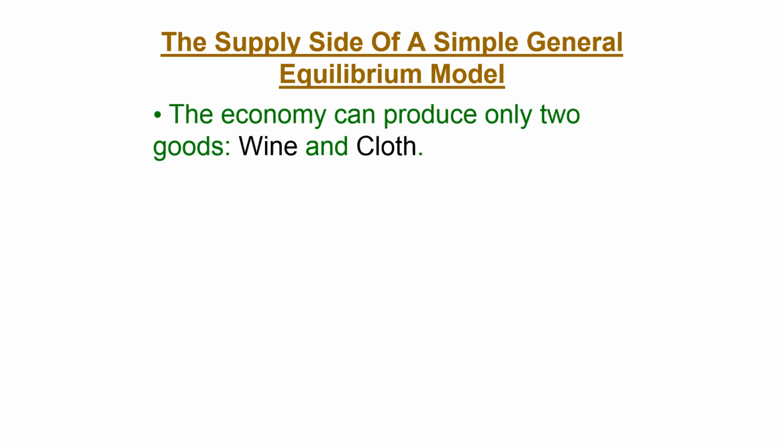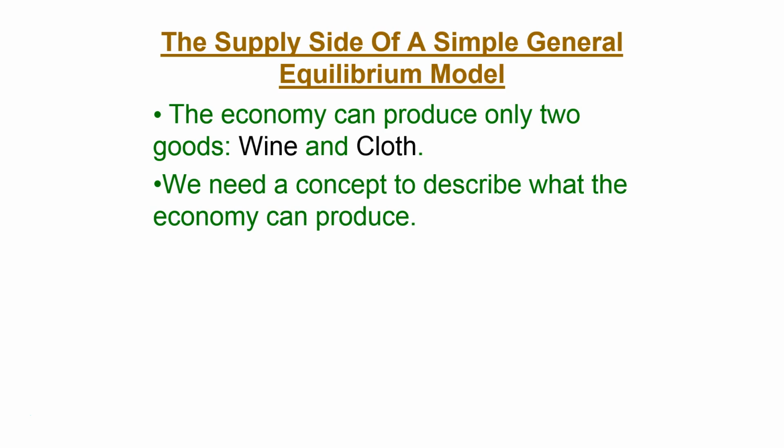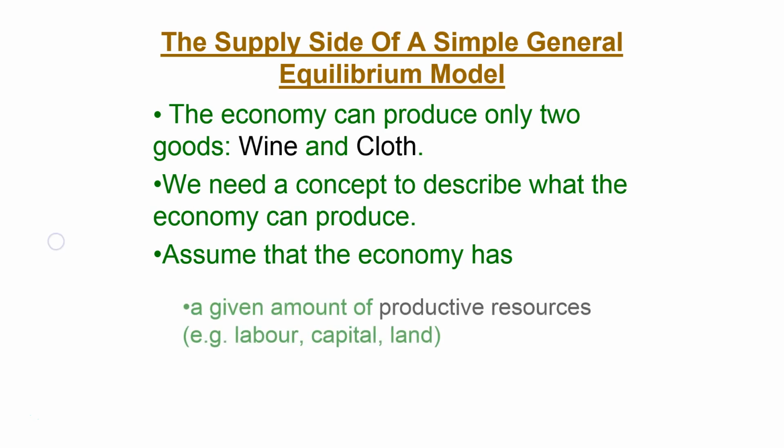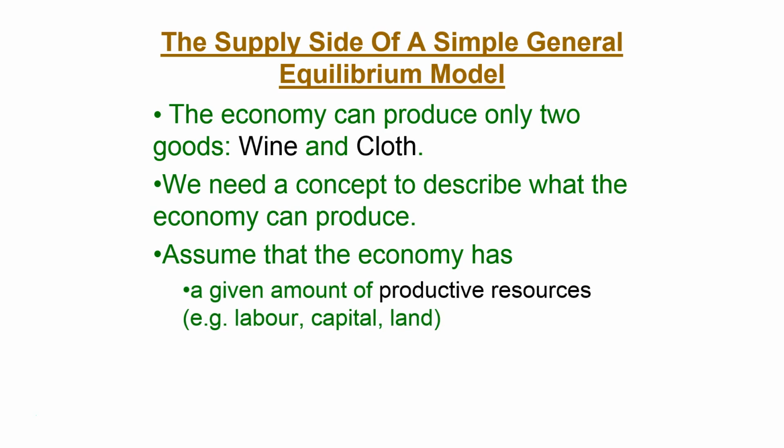Just for concreteness, I'm going to talk about two goods, wine and cloth. And we're going to need some kind of tool to describe the economy's production possibilities. To do that, we're going to make some simplifying assumptions. We'll assume that the economy has just a given amount of productive resources. So we're really just looking at the economy at a point in time.